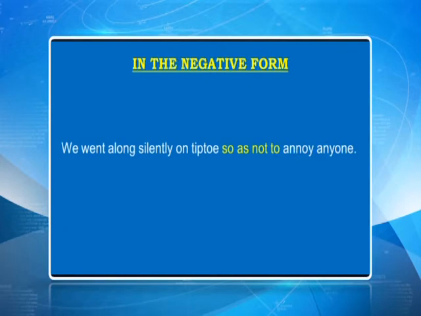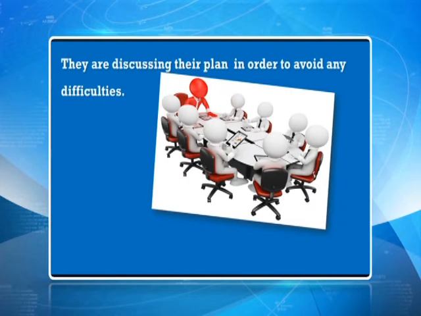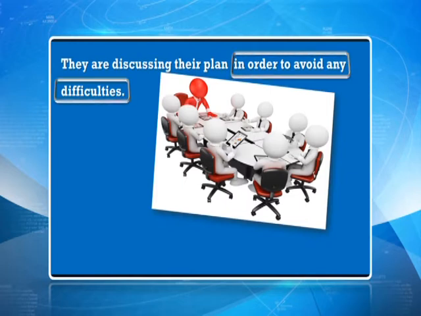In the negative form, we use so as not to. Okay? For example, here is a sentence that reads, we went along silently on tiptoe so as not to annoy anyone. Great. So as not to is an expression that you need to remember. Here is another sentence expressing purpose. They are discussing their plan in order to avoid any difficulties. So avoiding difficulties is the purpose of the meeting where they are discussing the plan. Here is the purpose. What expression is used to express this purpose?